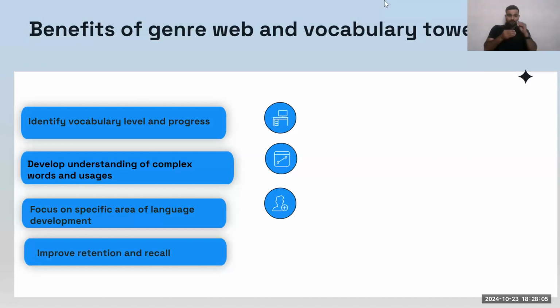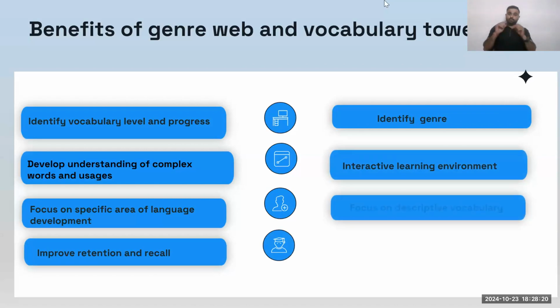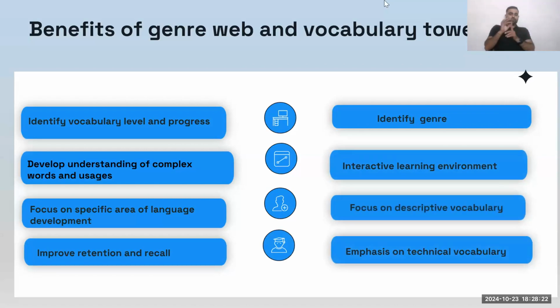Of course, once they have sorted the given list into different genres or different tiers, they are able to identify and recall that word later also, because this is what they have learned themselves. They have done it themselves at their own pace. So this will help them for better retention. Next, we have identify the genre, which is very important, where the learner is able to categorize and analyze the word. Next, it is always an interactive technique that helps to make the learning environment more interactive and engaging.